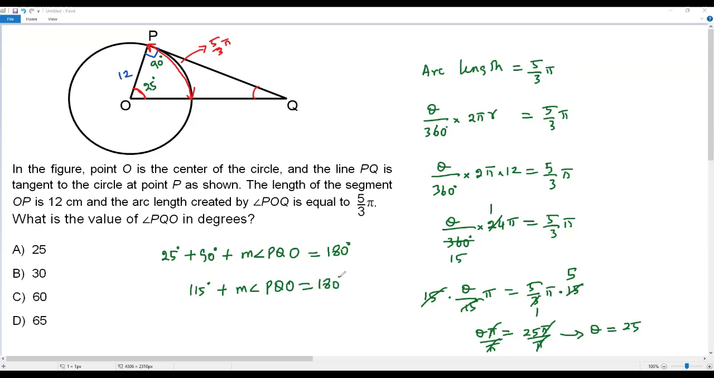So let me subtract 115 degrees from both sides to solve for the measure of angle PQO. When I do so, positive 115 and negative 115 will cancel. I'm getting measure of angle PQO equals, when I subtract 115 from 180, 65 degrees. So the value of angle PQO in degrees is 65. So we find 65 in answer choice D. So the correct answer choice for this question is option D.